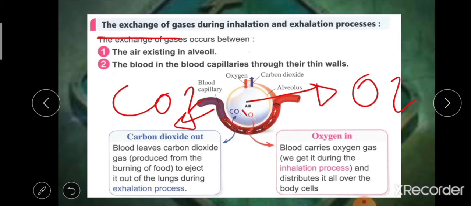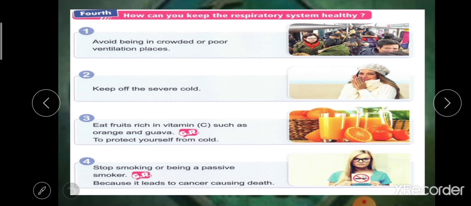Today we will talk about how to keep your respiratory system healthy. To be healthy and respire well, you should avoid being in crowded or poorly ventilated places, because if all of us take the oxygen and remove carbon dioxide gas, we breathe with difficulty. There is not enough oxygen, which harms our respiratory system. So to keep our respiratory system healthy, we should avoid crowded or poorly ventilated places.